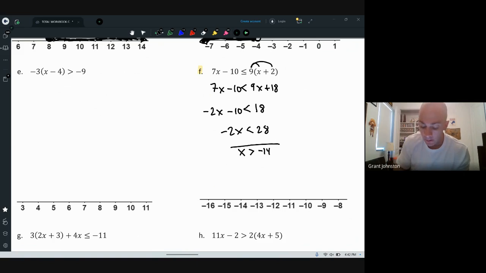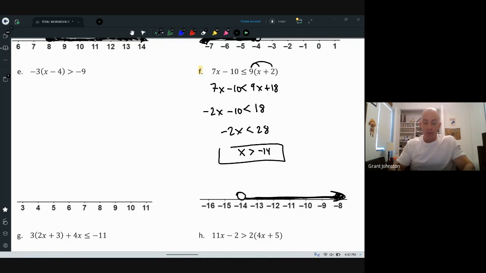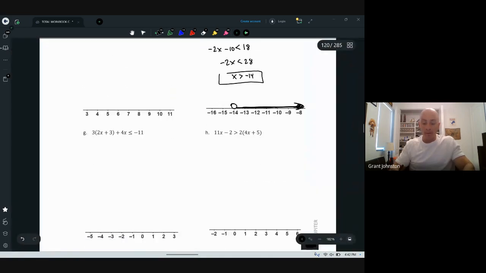-14. So open circle at -14. x is greater than -14. It's going to be to the right. Okay. So I'll let you do the rest.